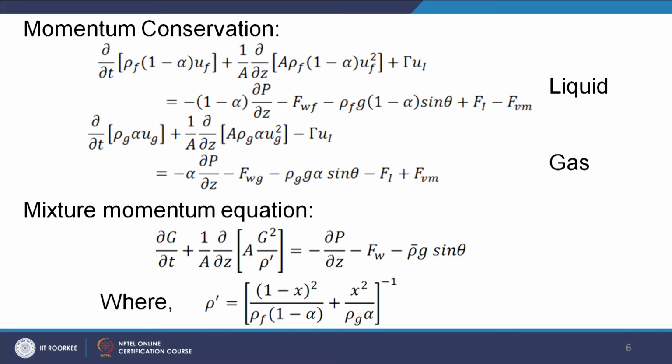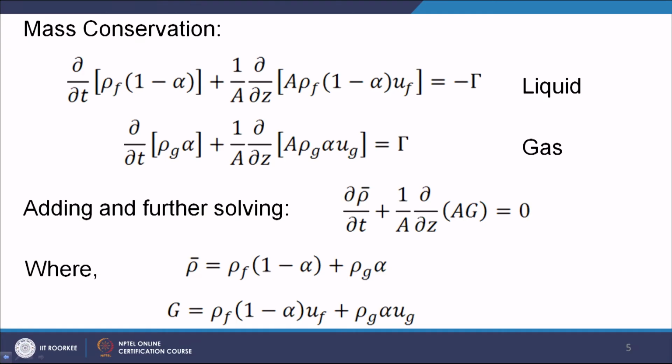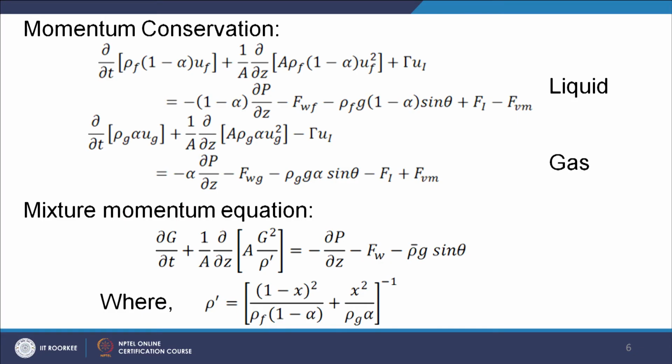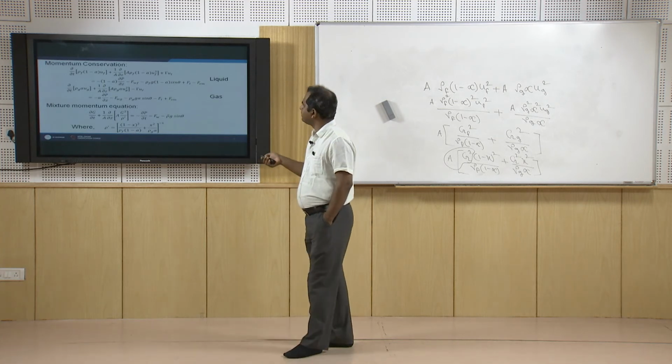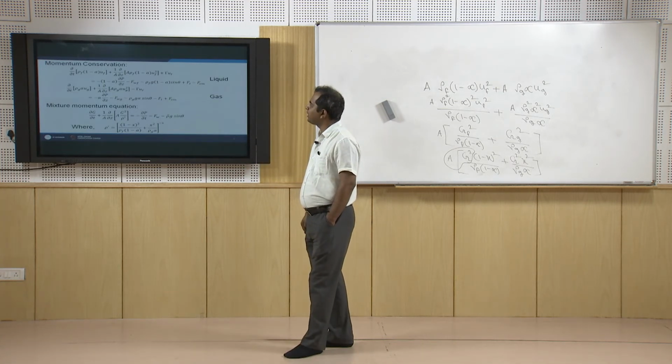For the buoyancy force also the same thing will happen as in the case of the pressure force: rho F into (1 minus alpha) into sine theta, and here rho G into alpha into sine theta. If we add, then we will be finding rho bar, whose definition I already showed you in the previous slide. Rho bar is rho F into (1 minus alpha) plus rho G into alpha. So, if we add these two terms, we will be getting rho bar into g into sine theta, right. So, this becomes my mixture momentum equation. So, we are talking about the drift flux model. Here the mixture continuity equation and mixture momentum equation come into the picture.